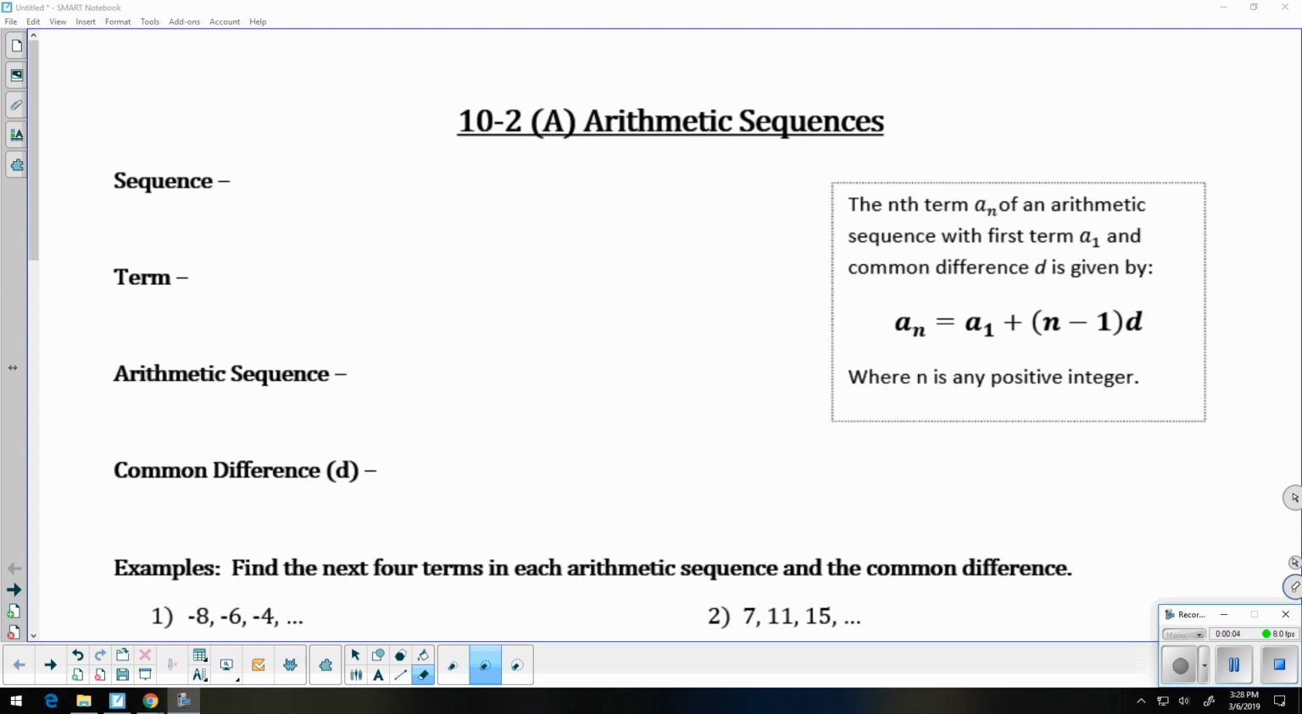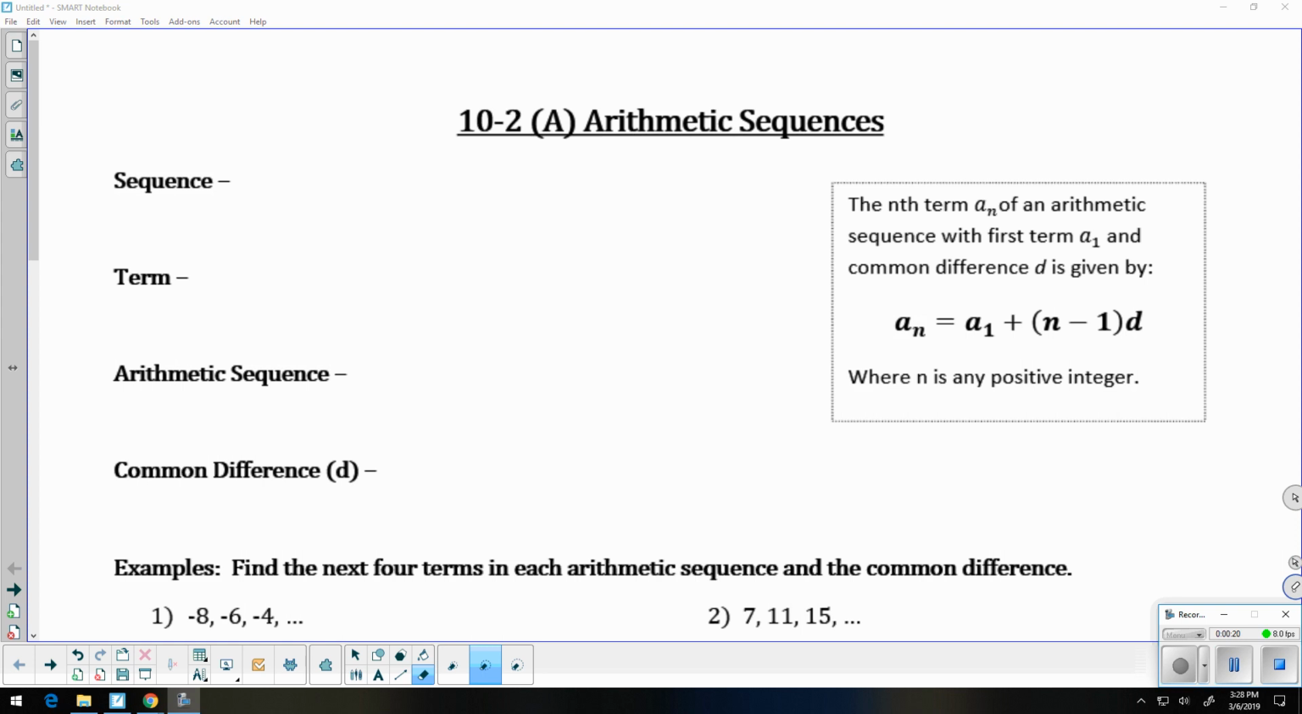Now we are starting chapter 10, which is arithmetic sequences. So, a pretty short chapter in its entirety too. We're just doing arithmetic sequences, arithmetic series, geometric sequences, and then geometric series.